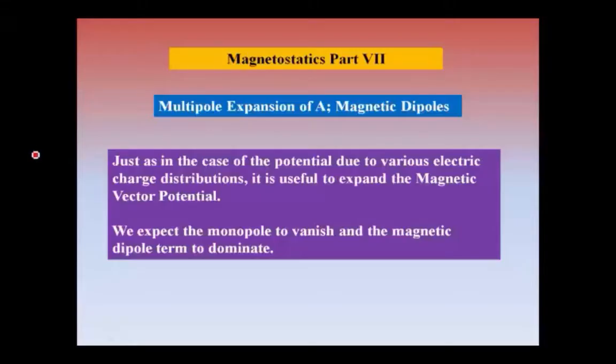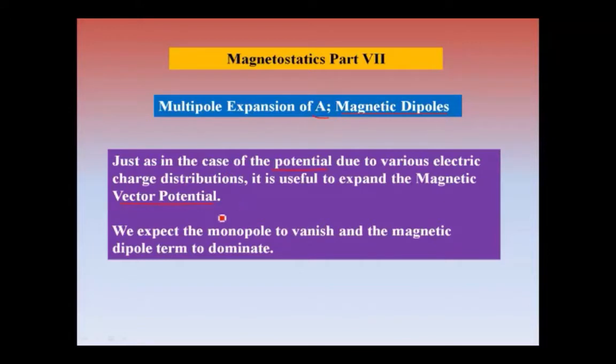Okay, so what we'd like to do is look at the multipole expansion of the vector potential A, and this will lead to investigation of magnetic dipoles. Recall that in the case of electric charge, we have a scalar potential which is due to those charges. It was very useful to expand those potentials in terms of a multipole expansion. Well, it's useful to expand the magnetic vector potential in the same way.